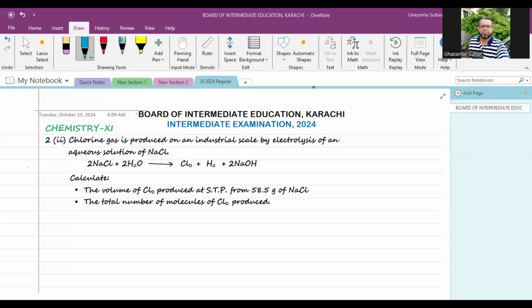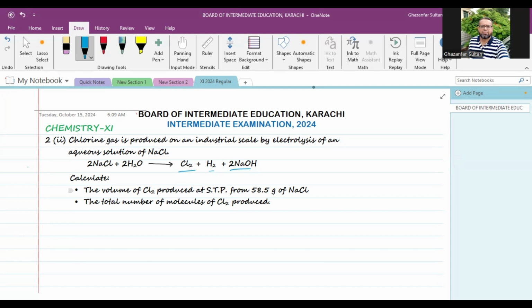In this numerical question, this equation is given that shows the electrolysis of sodium chloride to produce hydrogen gas, sodium hydroxide, and chlorine. So industrially, chlorine and sodium hydroxide, both of them are produced by electrolysis of sodium chloride. But for hydrogen, there are several other ways as well. Anyway, our focus is to calculate the volume of chlorine gas produced at STP.